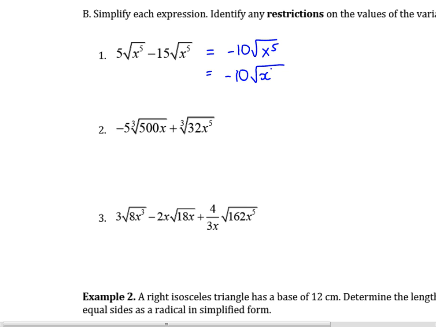x to the 4 times x. And the square root of x to the 4, what does that become? x squared. Negative 10x squared root x.